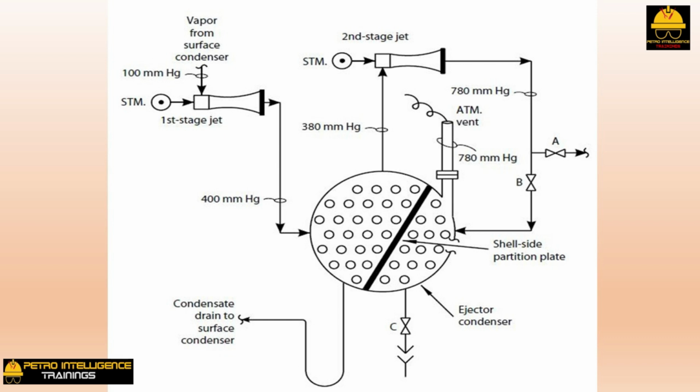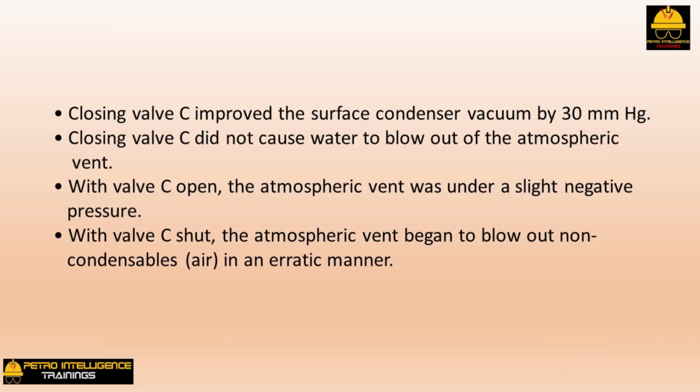Hence the poor performance: only 780 divided by 380 is equal to a 2.05 compression ratio of the second stage jet. The symptoms of this problem were: closing valve C improved the surface condenser vacuum by 30 millimeters of mercury. Closing valve C did not cause water to blow out of the atmospheric vent. With valve C open, the atmospheric vent was under a slight negative pressure. With valve C shut, the atmospheric vent began to blow out non-condensables, air, in an erratic manner.